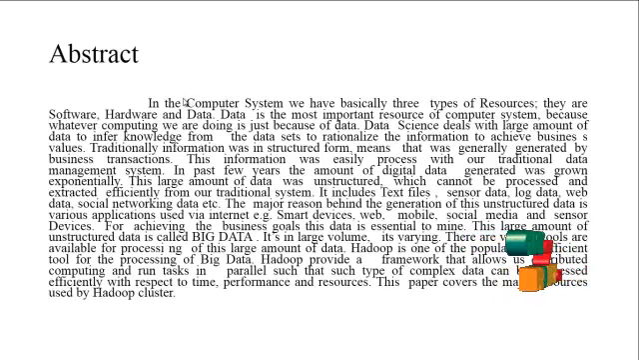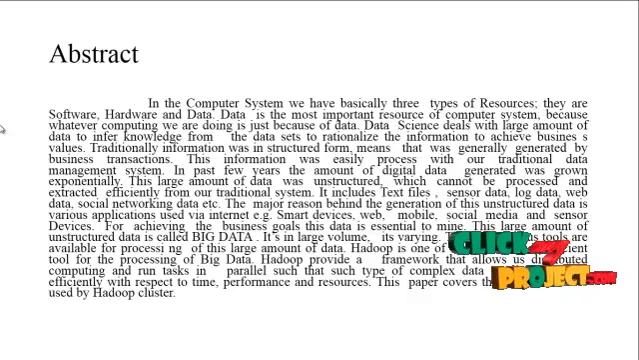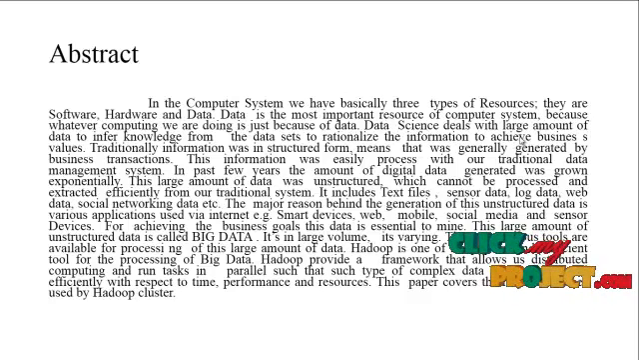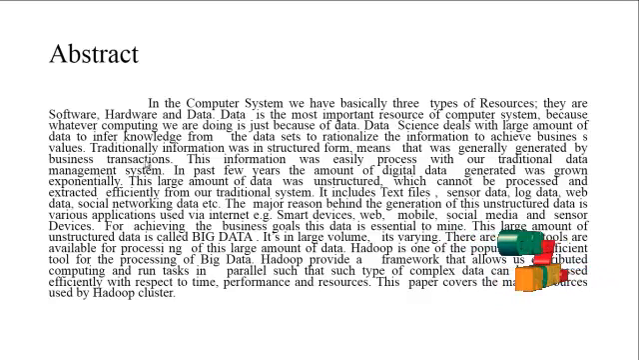Our project abstract. In the computer system, we have basically three types of resources: software, hardware, and data. Data is the most important resource of a computer system because whatever computing we are doing is because of data. Data science deals with a large amount of data to interpret knowledge from the data sets and rationalize the information to achieve business values.